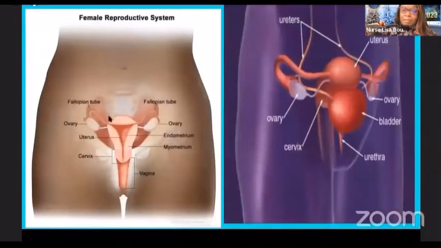This is, again, a picture of that. You can see the uterus is right here, the ovaries, the bladder is behind here, your cervix, and your urethra.